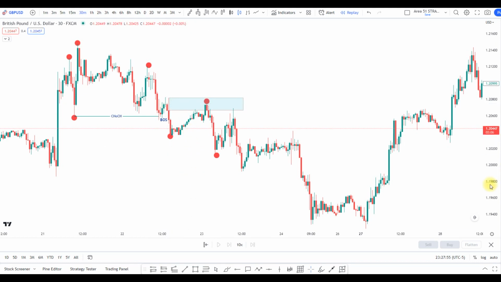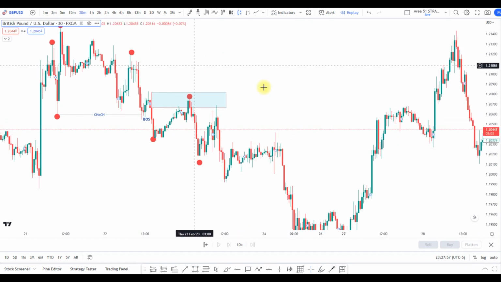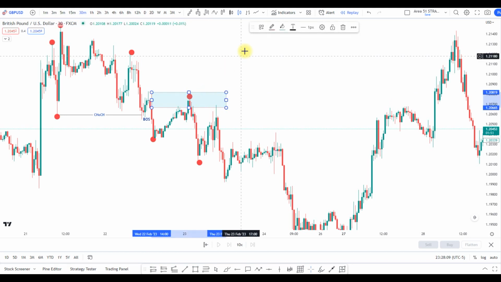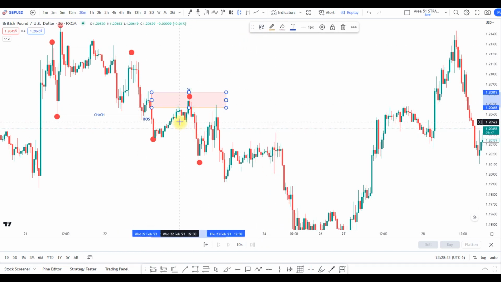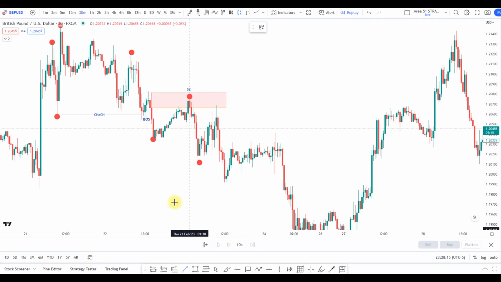So what happened over here is the price started going down, breaking this structure, which is the external, and then the pullback is the internal market structure. Once it hits the supply zone, what happened after that is the price gives you that change of character. Where was the change of character? The change of character is right here.